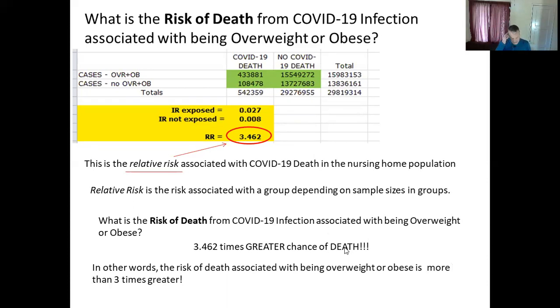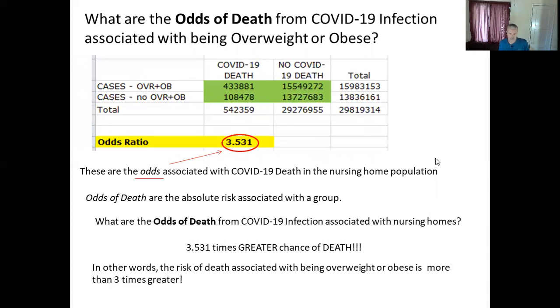Again, you might be thinking, I'm not overweight, I'm not obese. If I get COVID-19, I can survive. Well, potentially, yes, you can, but you could still not. You can still have other cofactors that have an influence here. So in other words, the risk of death associated with being overweight or obese is more than 3 times greater than not being overweight or obese.